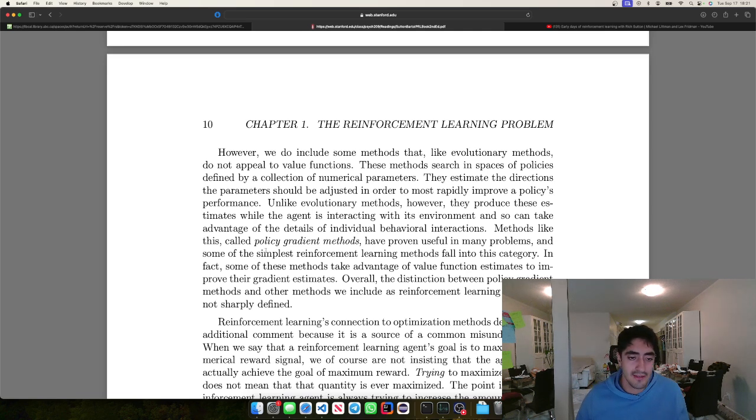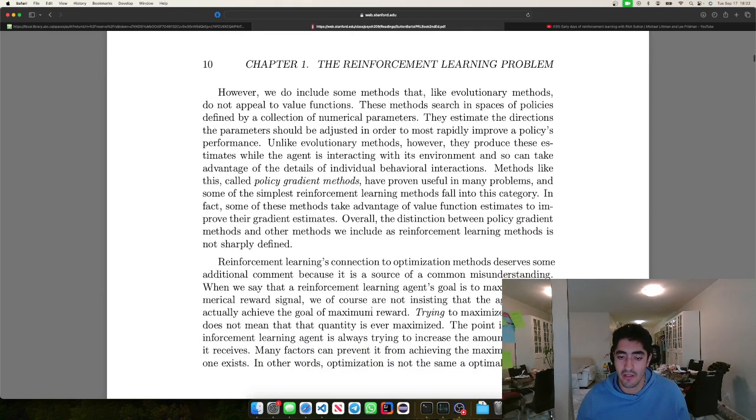Methods like these, called policy gradient methods, have proven useful in many problems, and some of the simplest reinforcement learning methods fall into this category. In fact, some of these methods take advantage of value function estimates to improve their gradient estimates. Overall, the distinction between policy gradient methods and other methods we include as reinforcement learning methods is not sharply defined.